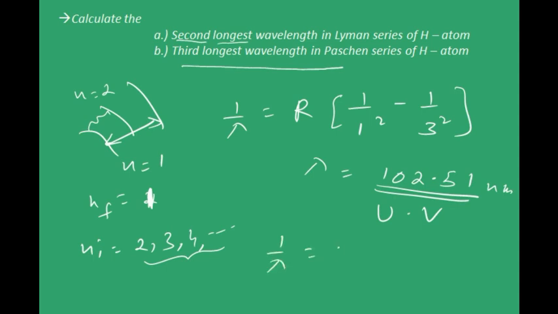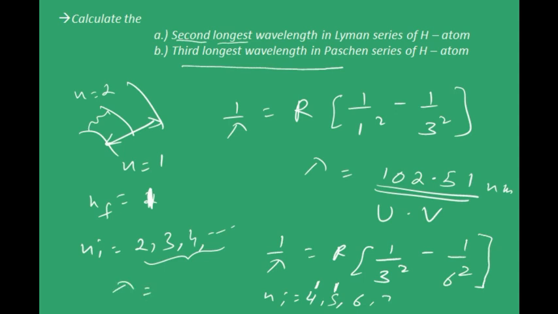Just the thing is that you have the Paschen series, so your nf is going to be 3. So 3 square here, and the third longest wavelength, right? So my ni, what are the possibilities here? My ni can be 4 or 5 or 6 or 7, greater than nf. So the first longest, second longest, so the third longest will be with 6. I'll put 6 square here, and this gives me the lambda as 1093.52 nanometers. And note that this wavelength is far more than the visible light region, that is, this belongs to the infrared region, as we have discussed just now.